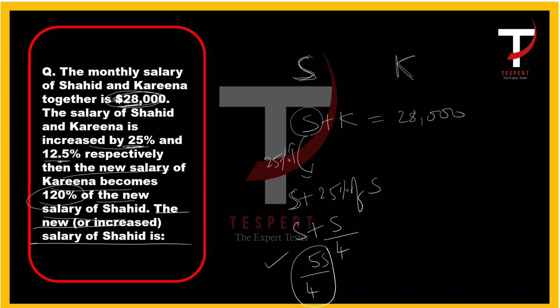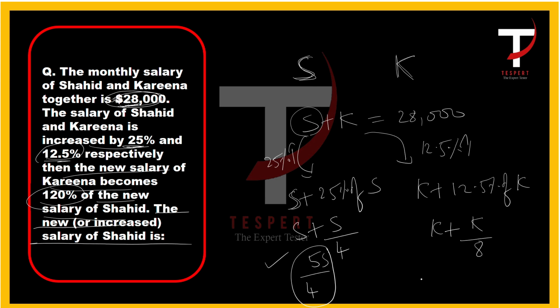And take Karina's case. The salary of Karina has been increased by 12.5%. So with a 12.5% increase, the new salary is old salary plus 12.5% of old salary, which is K. So K plus, what is the fraction equivalent of 12.5%? 1 by 8, right? So 1 by 8 into K, which is K by 8. So what is the final salary, I mean the current salary? 9K by 8, right? So this is the current salary of Karina.